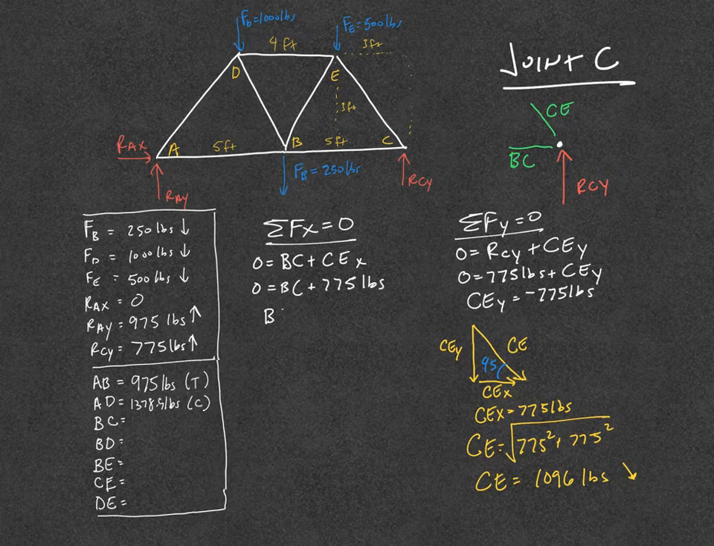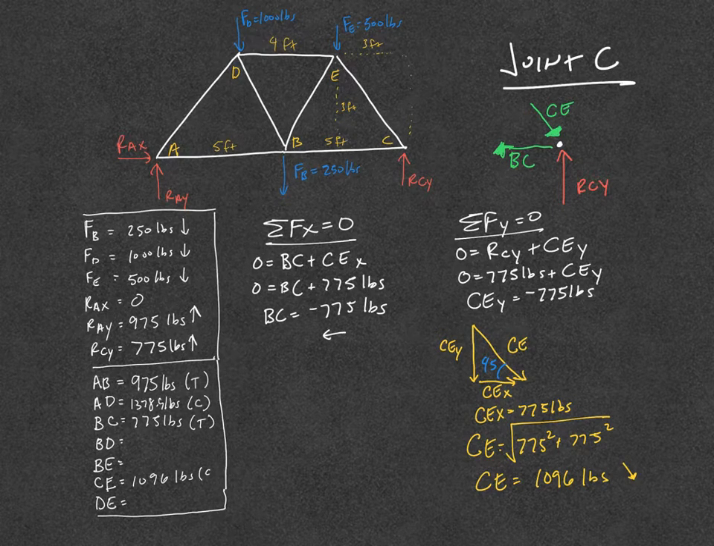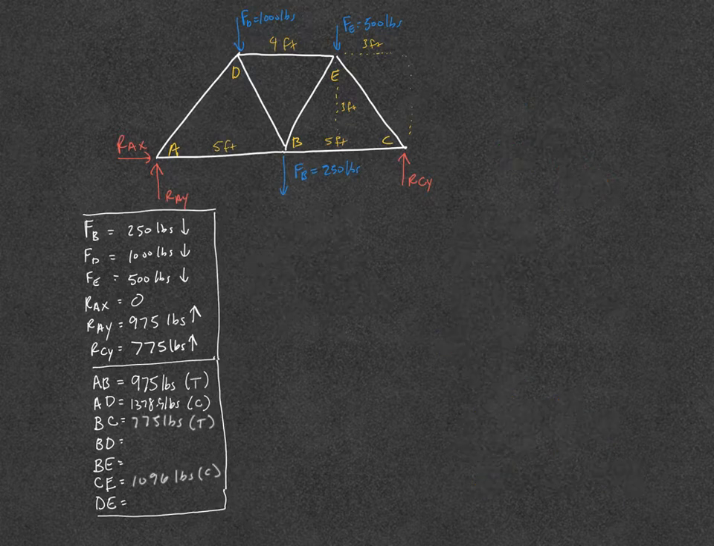Now I plug in CEX, positive 775 going to the right, which gives me BC as negative 775 going to the left. So I note and update this on my free body diagram. I plug in BC and CE on my chart, noting that BC pulling away from the joint is in tension, and that CE going towards the joint is in compression. I then move on to my next joint.